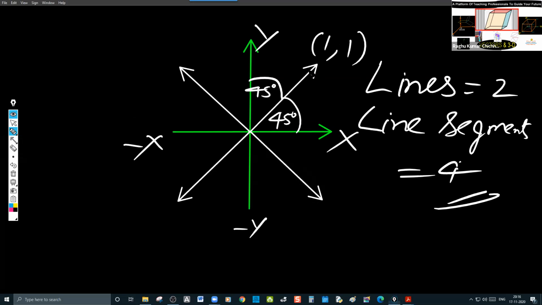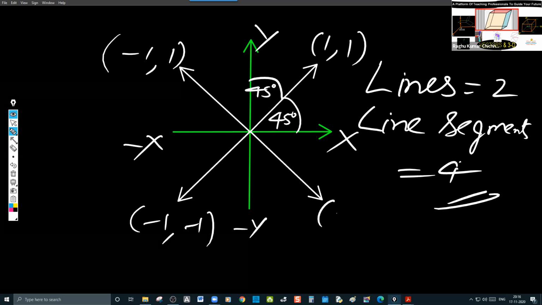Here it is 1, 1. Here it is minus 1, minus 1. Here it is minus 1, 1. Here it is 1, minus 1. What makes the difference between these two? Their direction is just opposite to each other. But this forms a single line only. As a line segment, they are different. But as a line, it is the same. I hope you understand. If you extend this to 3D, I repeat, this is for 2D.